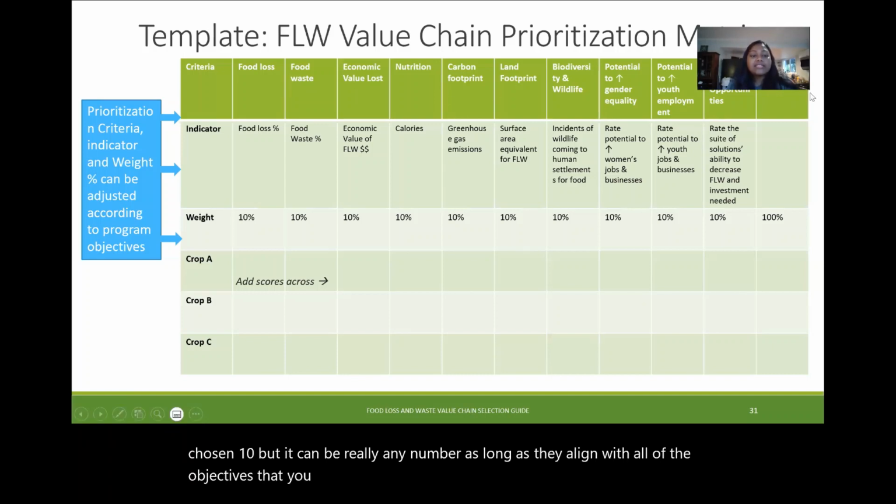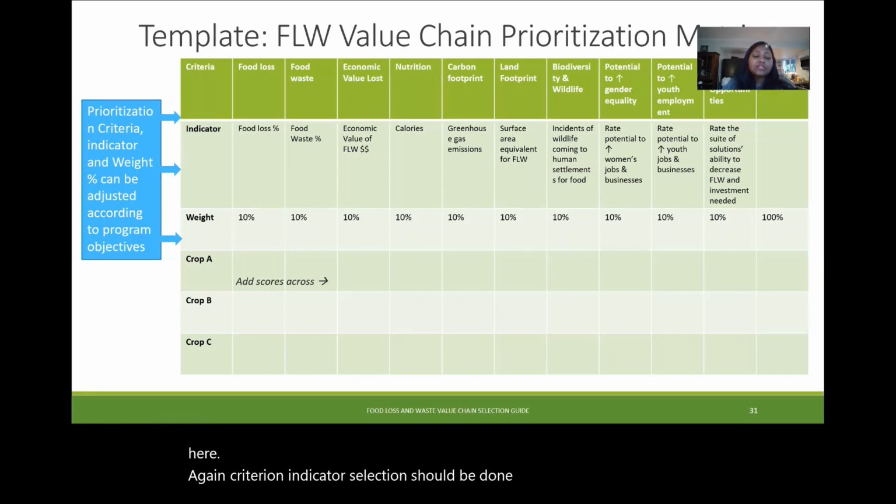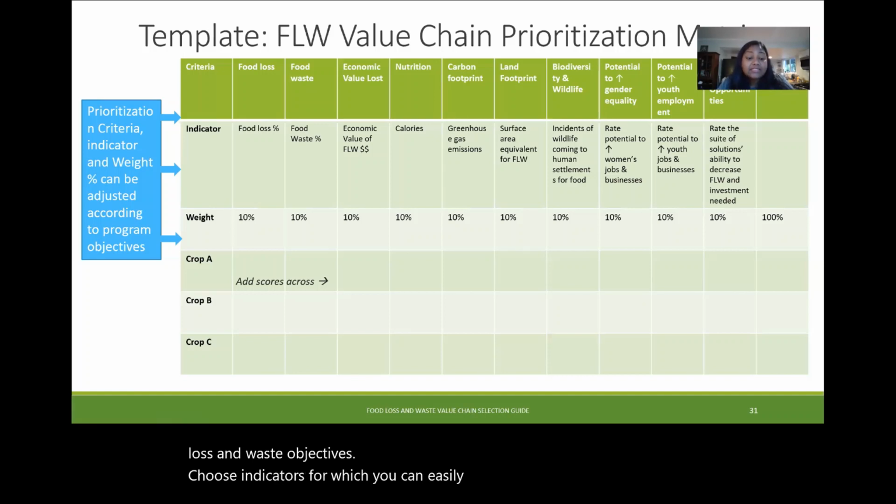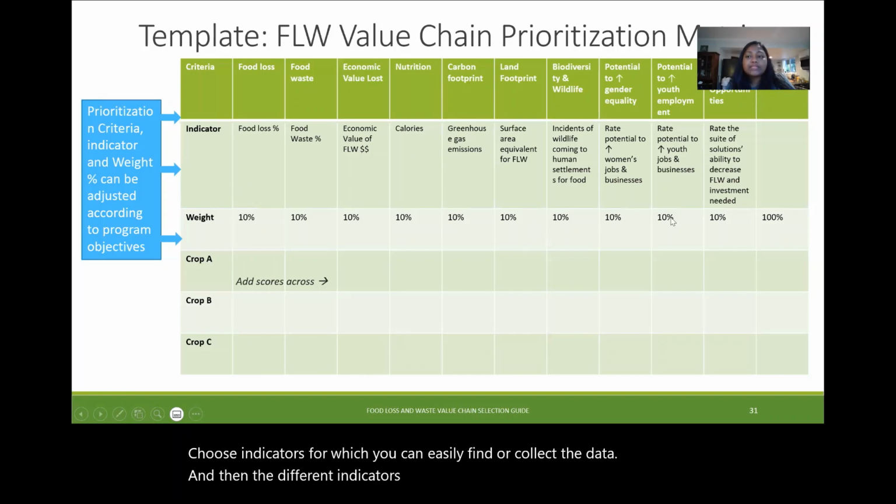Then for each criteria, you can choose the indicator here. Again, criteria and indicator selection should be done in alignment with the food loss and waste objectives. Choose indicators for which you can easily find or collect the data. And then the different indicators can have different weights here based on the project team's consensus and project objectives.